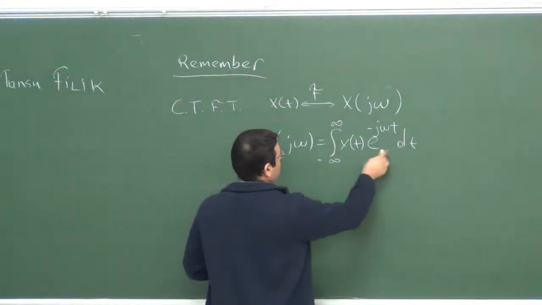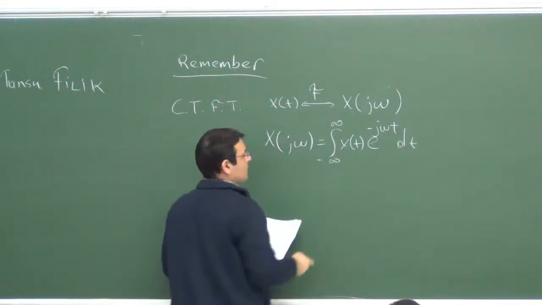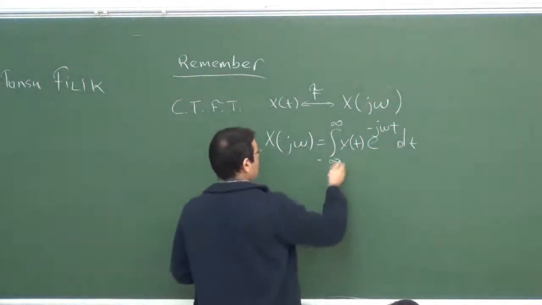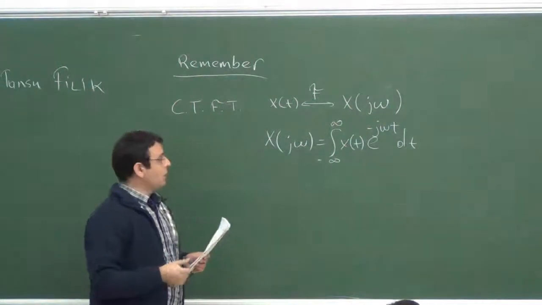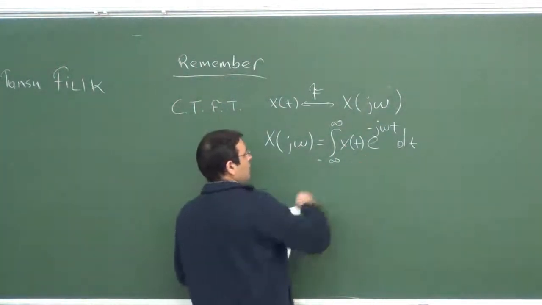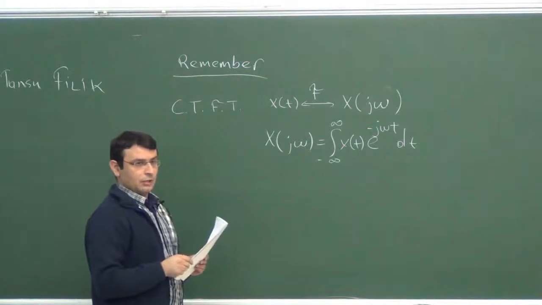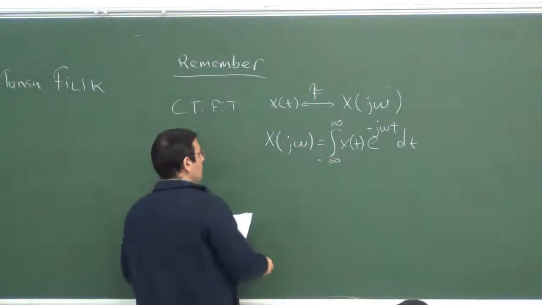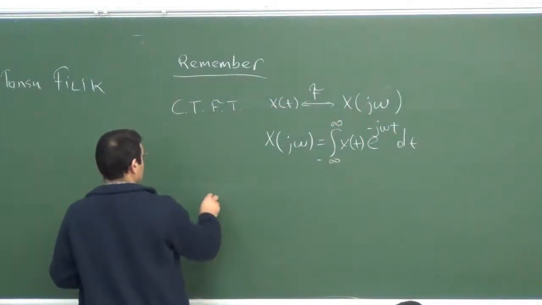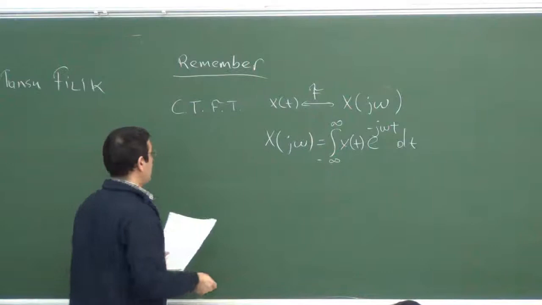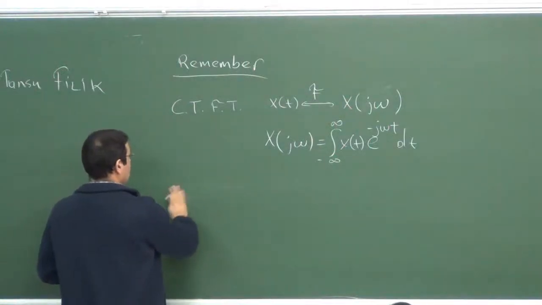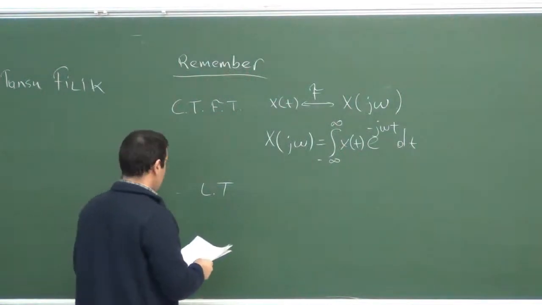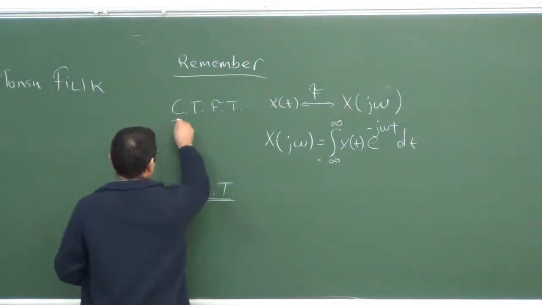Let's say if this x(t) is an unstable system, let's say h(t) or something like this, a linear time invariant system which is unstable, in this case this integral will not converge, it will diverge, and the Fourier transform in this case is not defined. Okay. So for this, another analysis tool is the Laplace transform. So the Laplace transform for continuous time signals and systems is important for us.